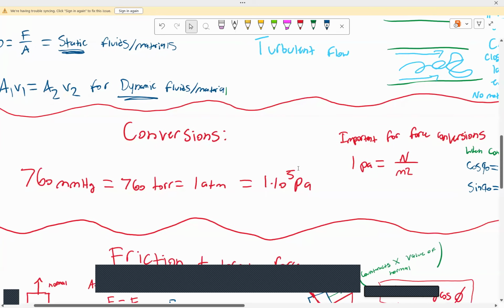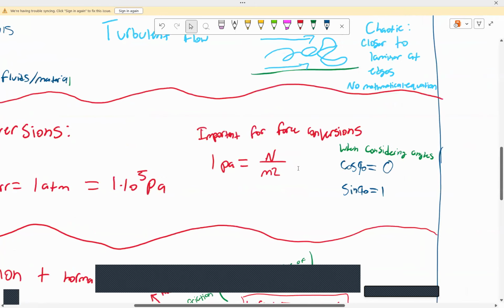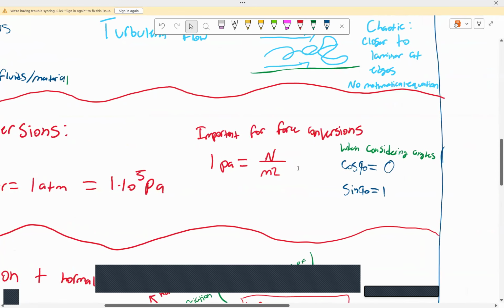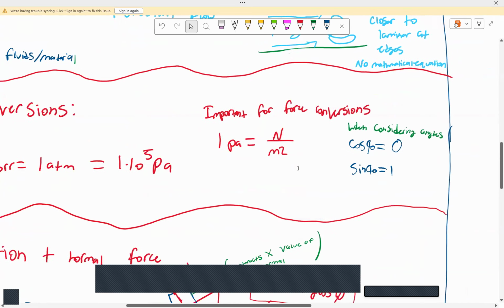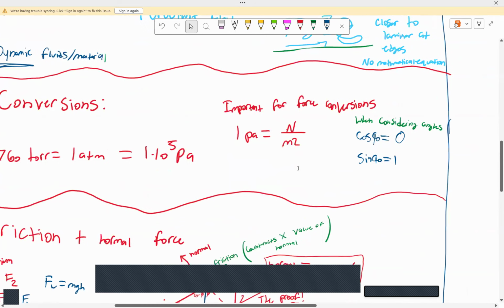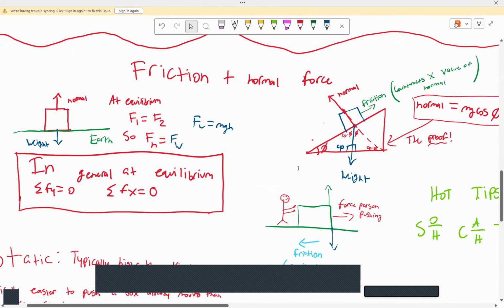Some conversions that are really important for gases: 760 millimeters of mercury is equal to 760 torr, which is 1 atm, which is equal to 10^5 Pascals. And Pascal is really important for force conversions because 1 Pascal is equal to 1 Newton per meter squared. I don't know why I have the angles here. I'm going to go more into angles when we talk about friction and normal force. Woohoo!